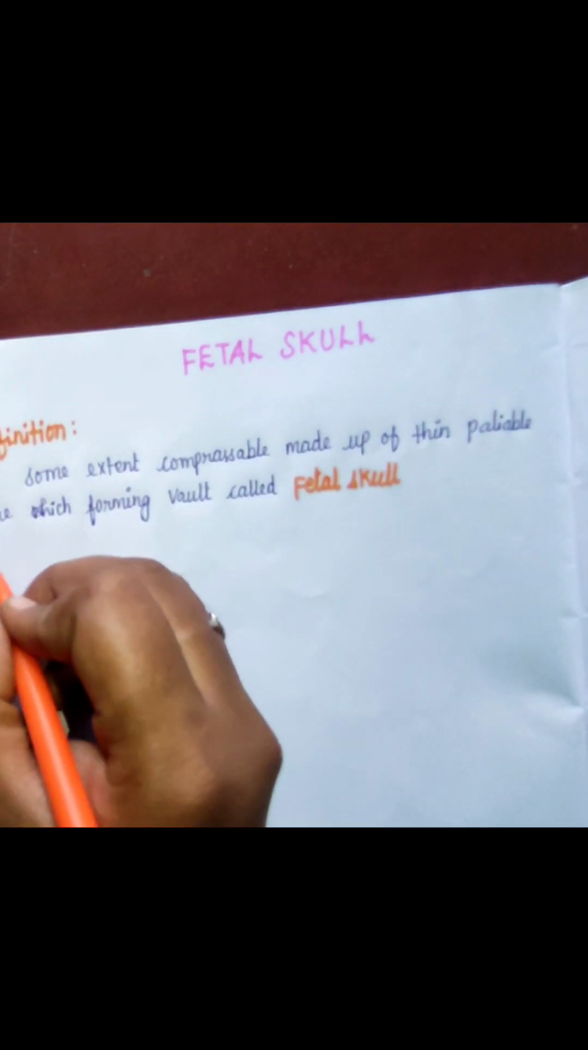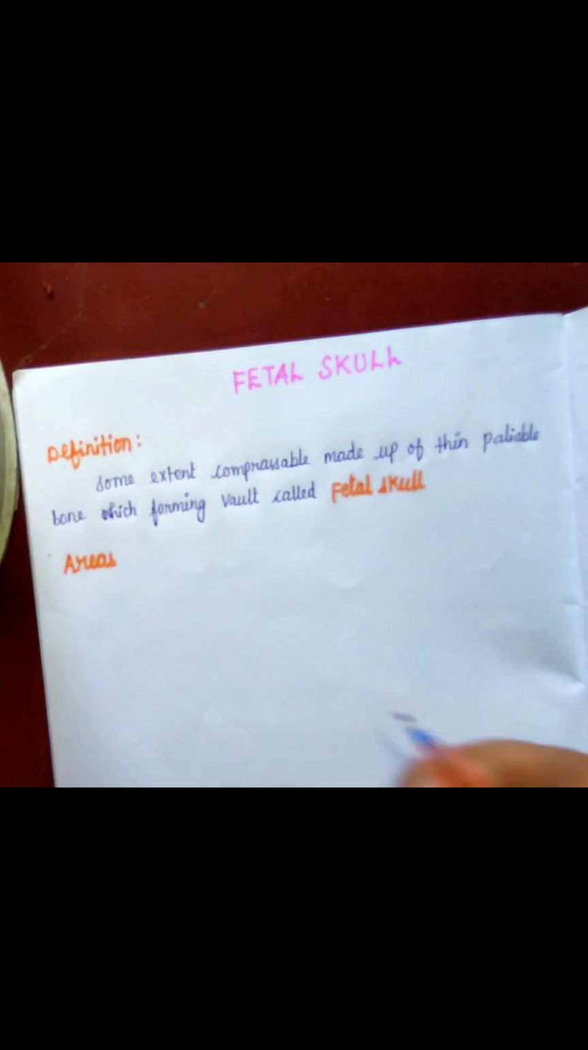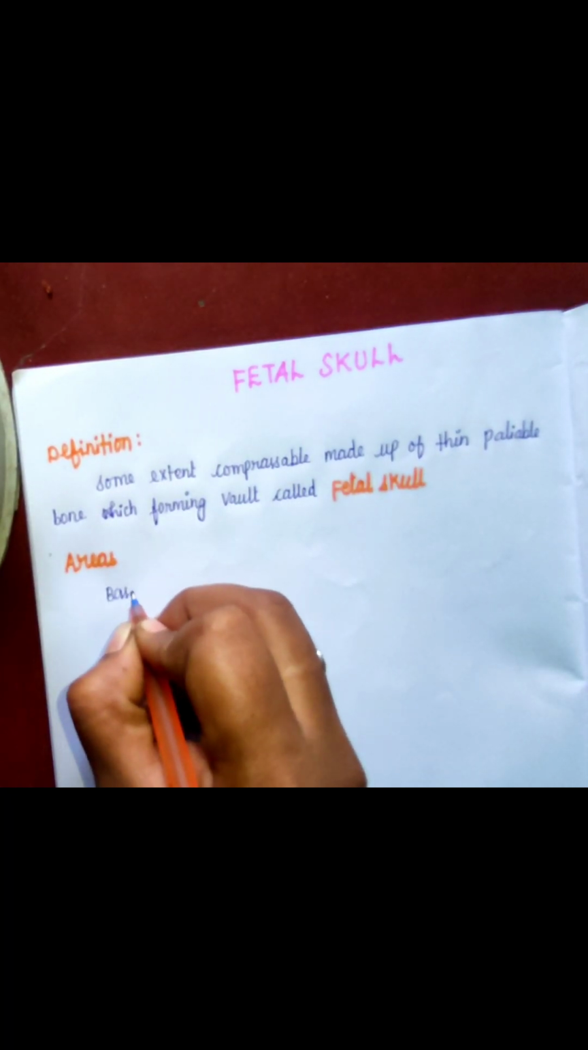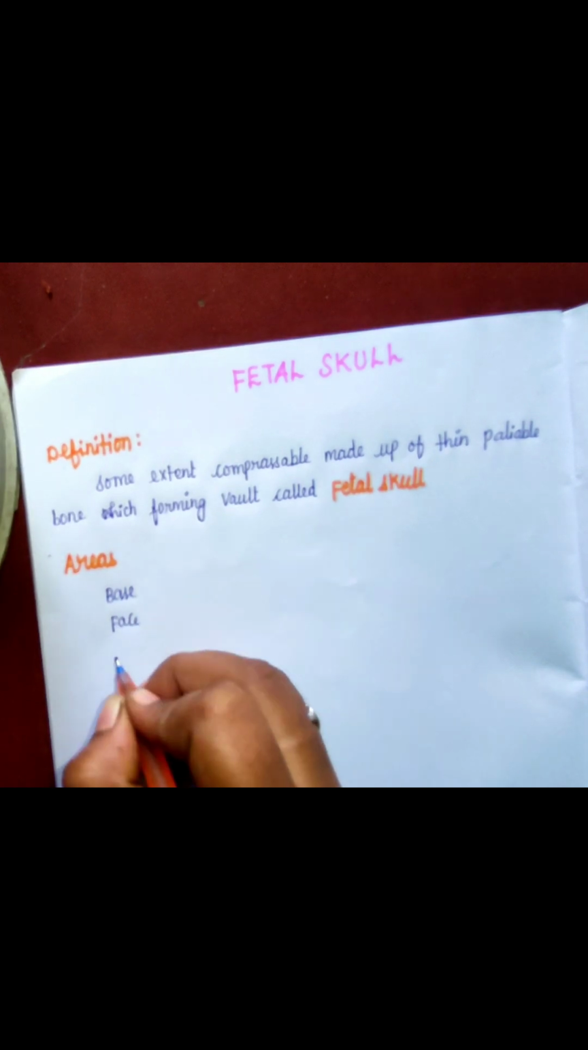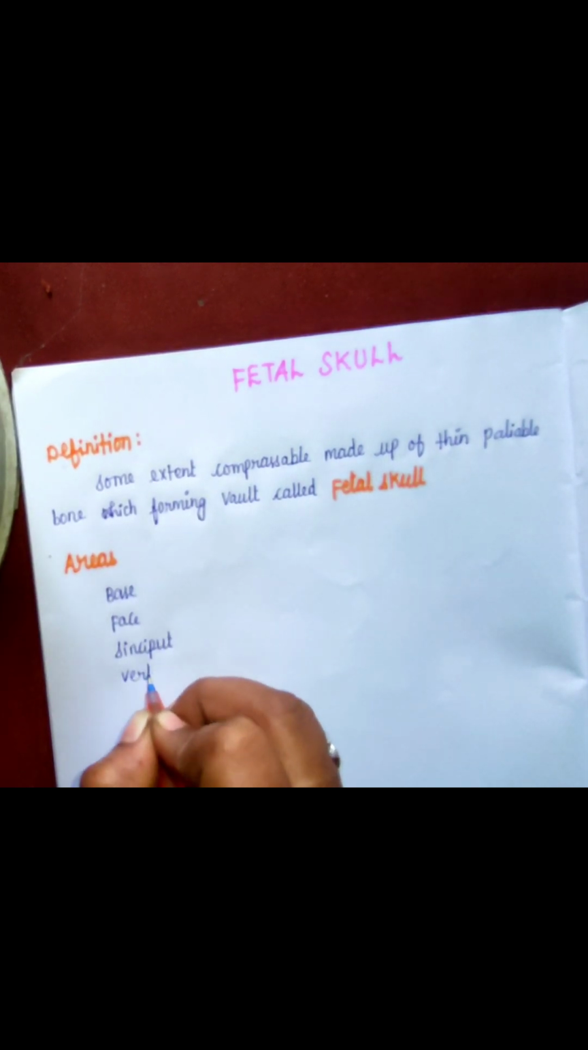Next we are going to see the areas of the fetal skull. There are 4 areas. One is base, face, sinciput and vertex.